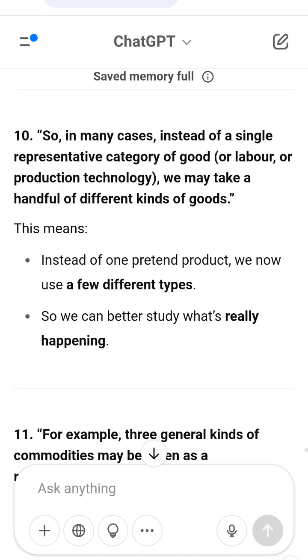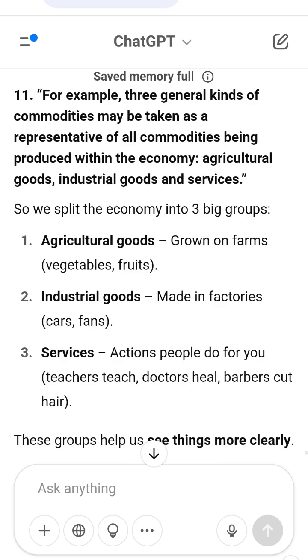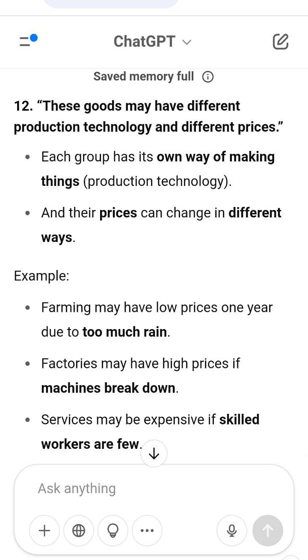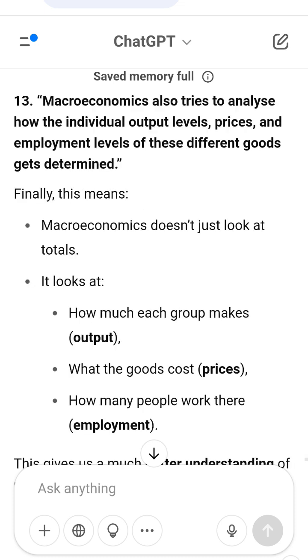That's why economists sometimes use a few different types of goods instead of just one. Usually, they divide all products into three big groups. 1. Agricultural goods, things that are grown, like rice, vegetables. 2. Industrial goods, things that are made, like machines, cars. 3. Services, things that are done for people, like teaching, banking, repairing.